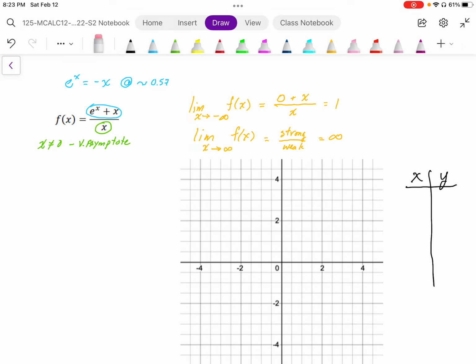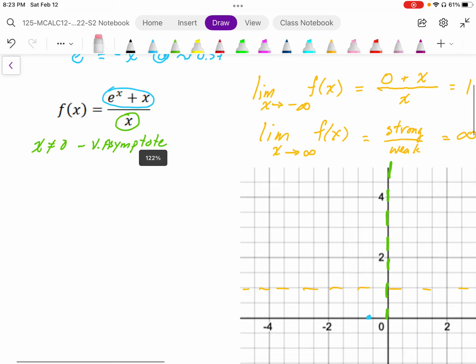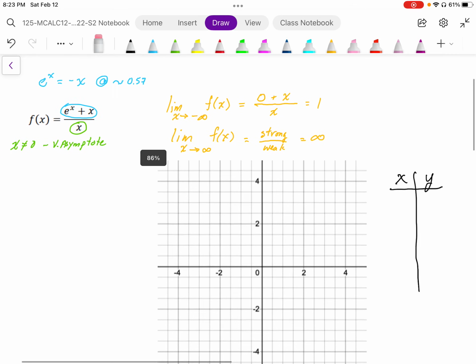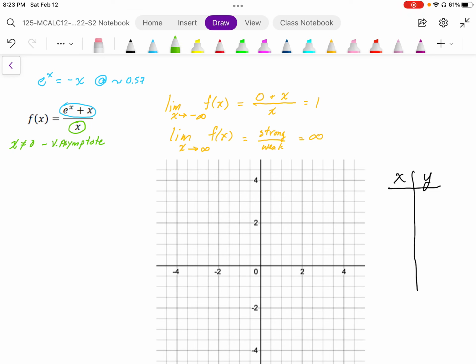So graphing the equation (e^x + x)/x, we're first going to look at the denominator for the vertical asymptote. The denominator can't equal 0, so x can't equal 0, so we're going to end up with a vertical asymptote through the 0 here. So the y-axis is a vertical asymptote.